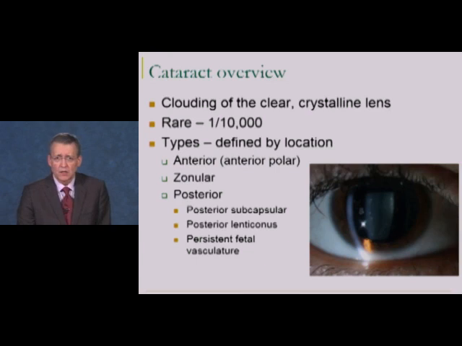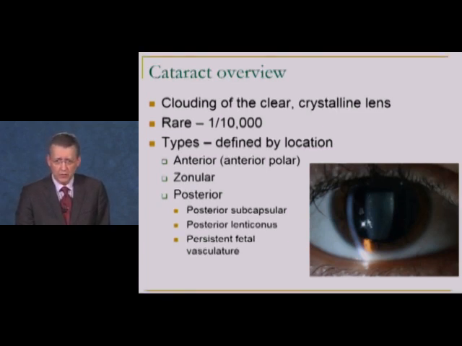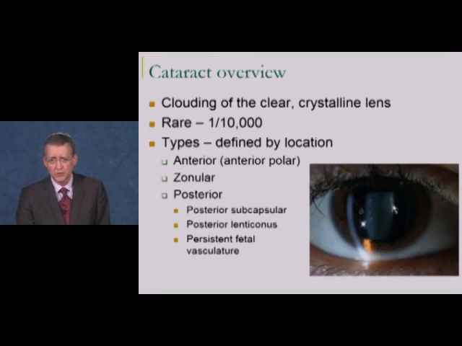Cataracts are rare congenitally or to show up in infants, about 1 in 10,000 depending on where you look and how strict you are about the definition. When we try to define them, there are different ways to define them, but probably the simplest is anatomically. There are some that form here in the anterior part of the lens. Then there are zonular cataracts that can form in any of these different zones of the lens as it forms. Then there are posterior cataracts as well. Posterior subcapsular is just under the capsule.